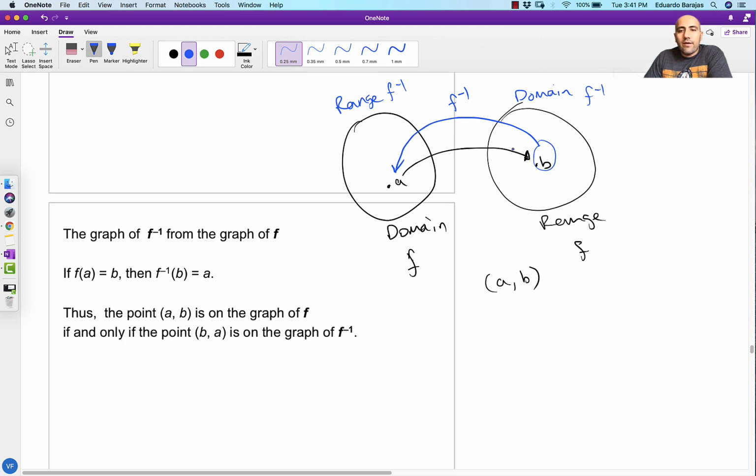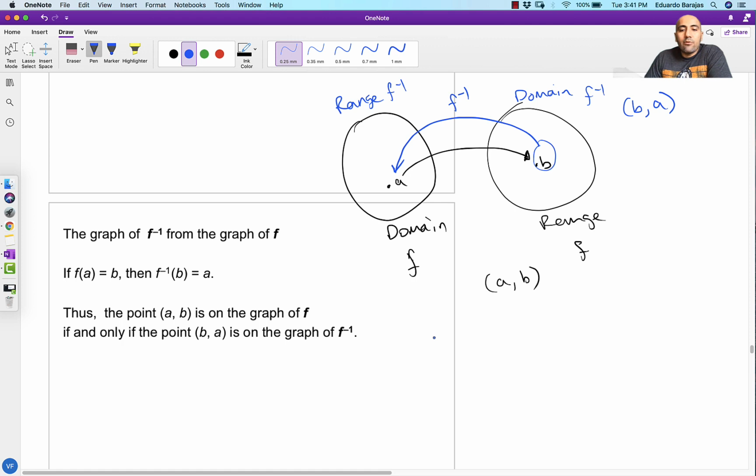And so if this is the way these work, then that must mean that the ordered pair b comma a is a point in the graph of f inverse, and a comma b is a point in the graph of f. And that must be true for any 2 points in the domain and ranges of these functions, by definition, right? So the point a comma b is on the graph of f if and only if the point b comma a is on the graph of f inverse.